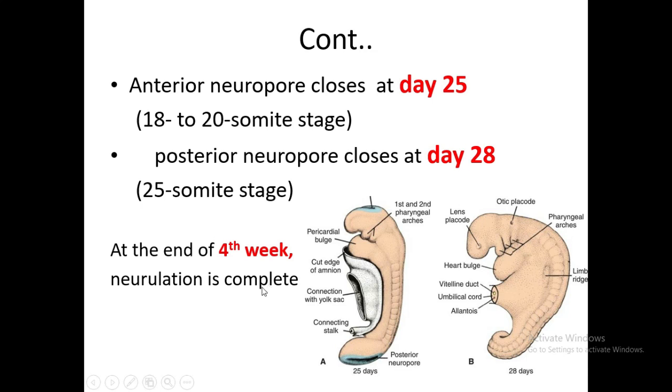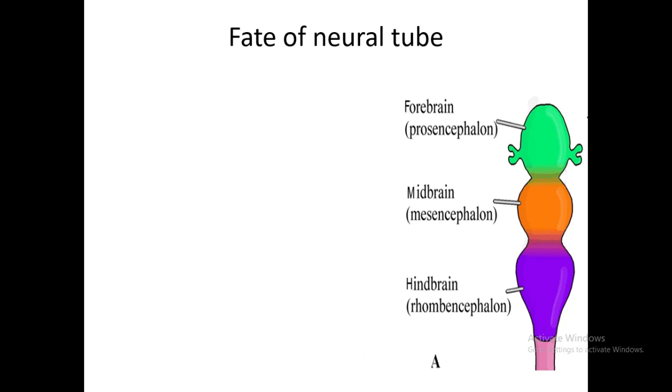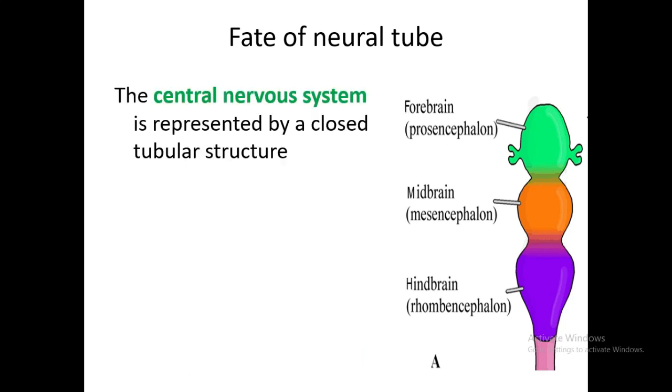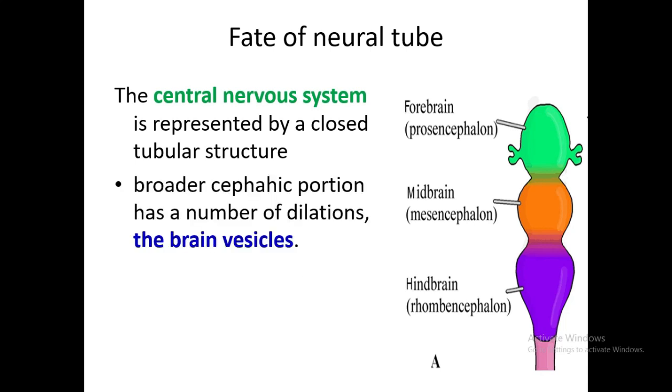At the end of the 4th week, neurulation is complete. So the neural tube is completely closed, giving rise to this embryo. Fate of the neural tube. The neural tube gives rise to the central nervous system and neural crest cells. This central nervous system is initially composed of a broader cephalic portion and a narrower caudal portion.